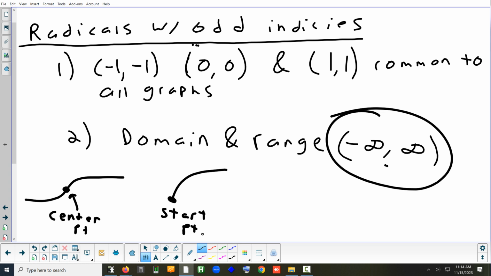And that's important to know, because I might ask you on the test, when you look at this graph, does it have a start point or a center point? If it's an odd root, it's a center. If it's an even root, it's a start. We're going to talk more about how you find where it starts, because when we do a sketch, that's one thing you need to know. Where do you start drawing it from? Either the start or the center. How do you graph it?